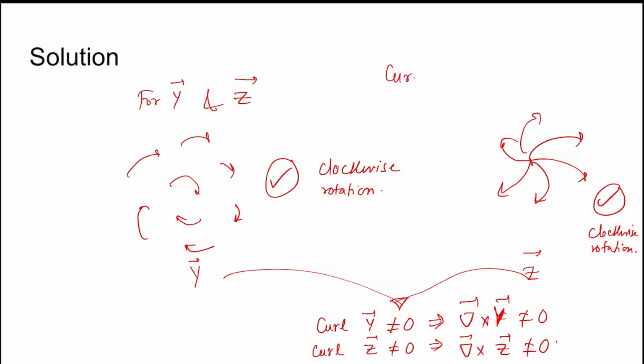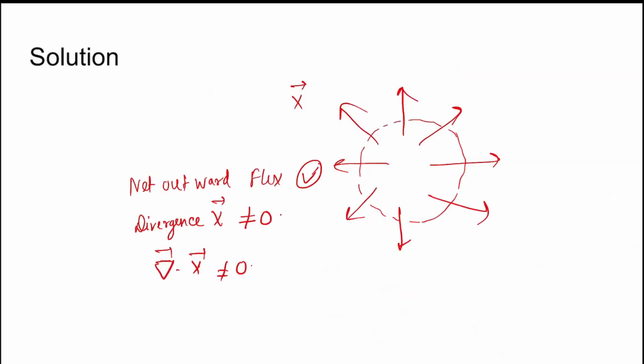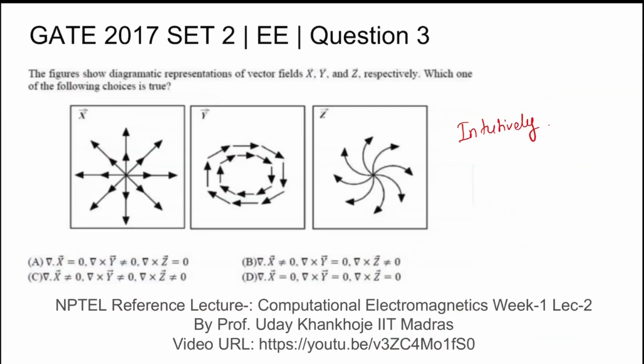So curl has direction, and remember it is a vector quantity. So we find that curl of y is not equal to 0, curl of z is not equal to 0, and divergence of x is not equal to 0. Coming to the options, you see divergence of x not equal to 0, curl of y not equal to 0, curl of z not equal to 0. So option C is the correct option. Thank you.